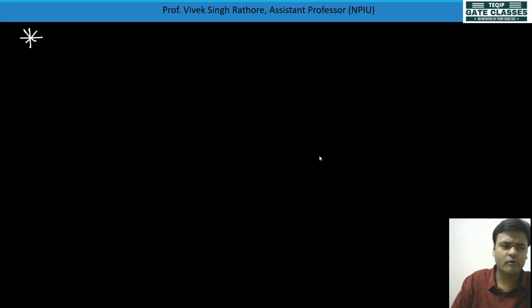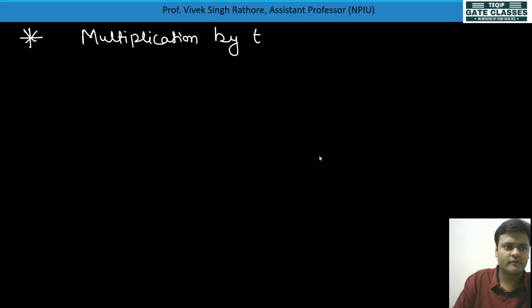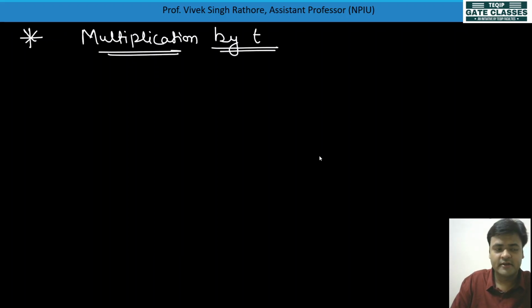We'll see some more properties, like multiplication by t. What will happen when f of t is multiplied by t? We have seen what happens when f of t is multiplied by an exponential signal, and we have seen the time shifting property also. Now we'll see what will happen by multiplication of t and what will be the effect on the ROC also. That is also more important.